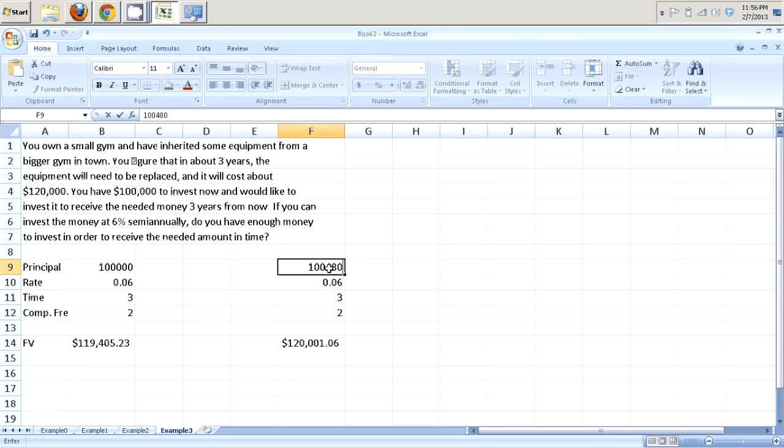100,480, not enough. 100,490, not enough. 100,495, not enough. 100,498, not quite. 100,499, and that breaks it over. It's 100,499, and we could get into dollars and cents, but that seems like an awful lot of work.